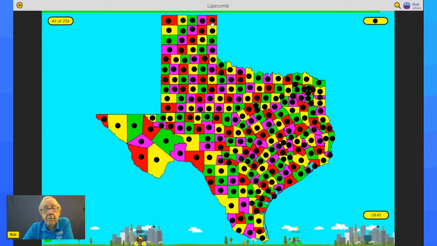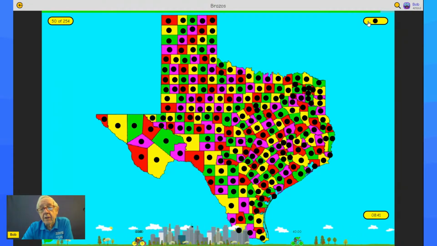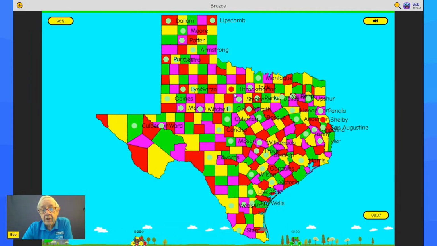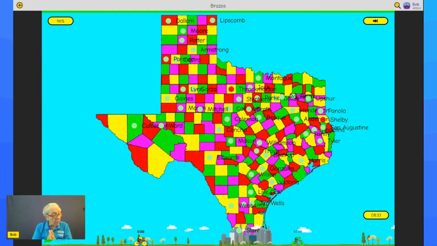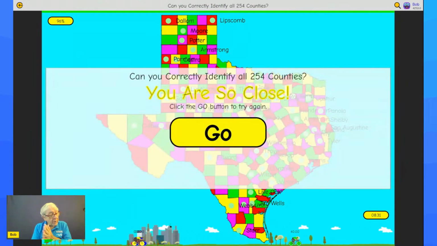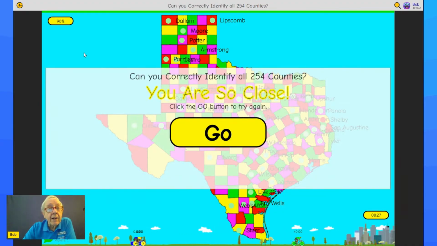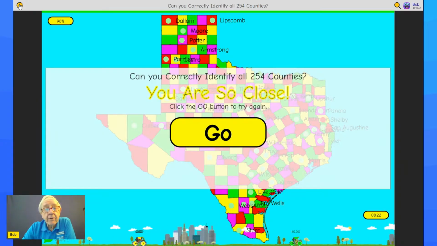That's for Lipscomb, and that's 50. And at this point, I'd like to see my score because I think I got one wrong. And I got 96%. I got Throckmorton wrong because I clicked Stonewall when it asked for Throckmorton. Okay. So that was my error on that. But you get better and better and better as you do this.